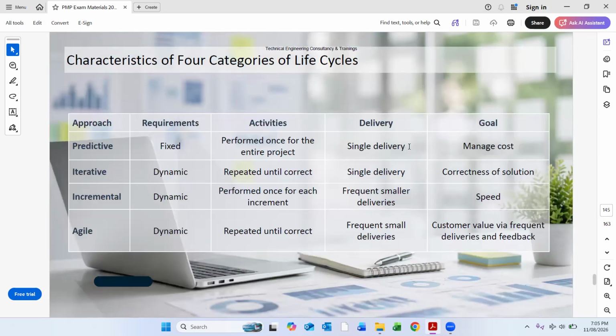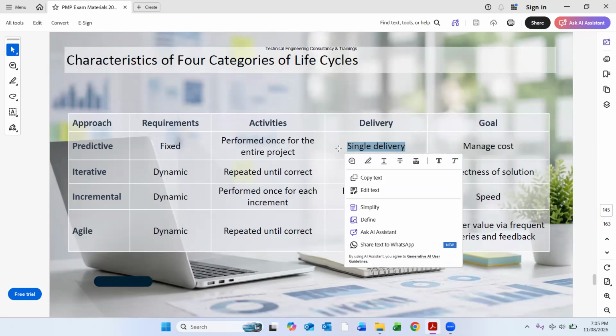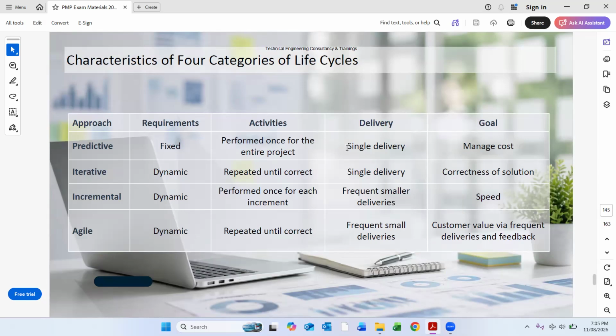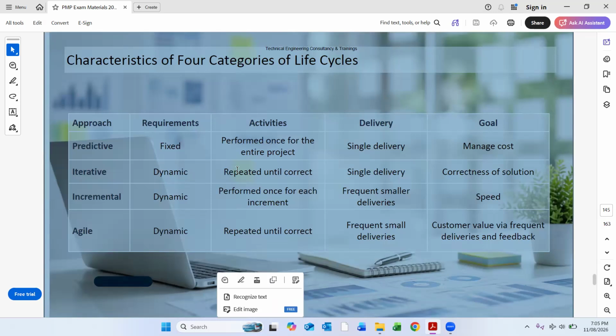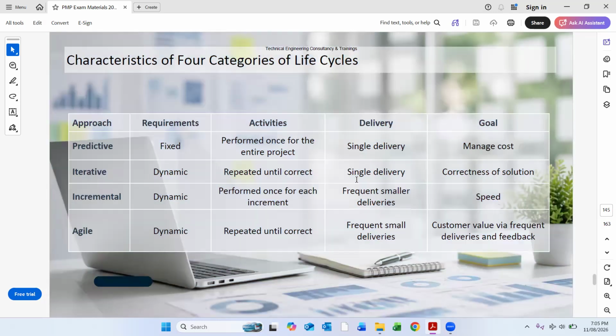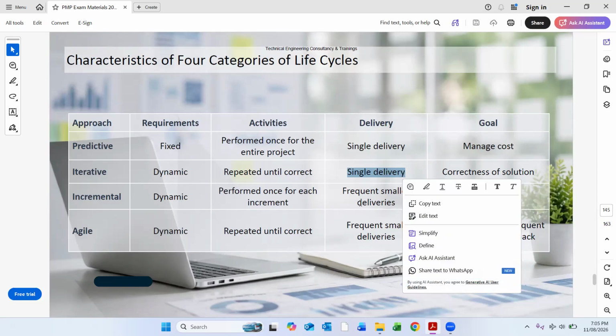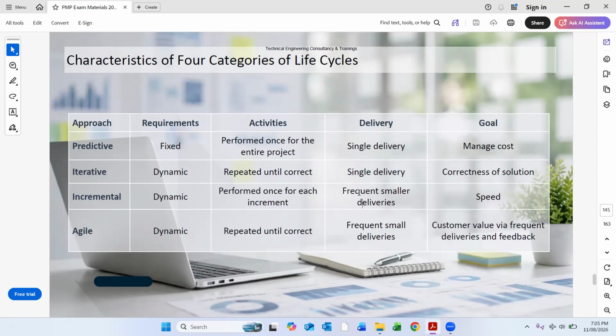In predictive, it is a single delivery, like when we are delivering construction projects, it's a single delivery. In the iterative, again, it is dynamic, but still it is single delivery. But incremental, it is frequent. It is frequent small deliveries, because the activities are performed once for each increment. So small deliveries are there. So this is incremental. In agile, it is frequent small deliveries.